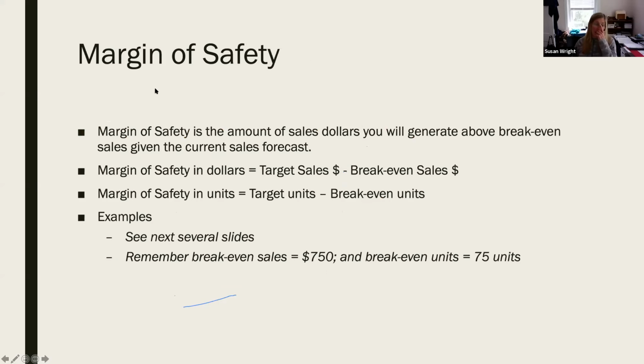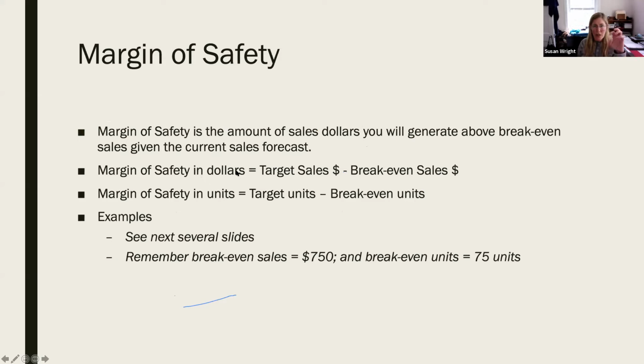All right, one last concept to share. It's called margin of safety. And then I've got a little bit to do with multiple products. Margin of safety is super easy. All you do is take whatever sales you're targeting. So let's say you budget sales at a certain level. You subtract from that budget the break-even sales. And that's it. That's how you get margin of safety.